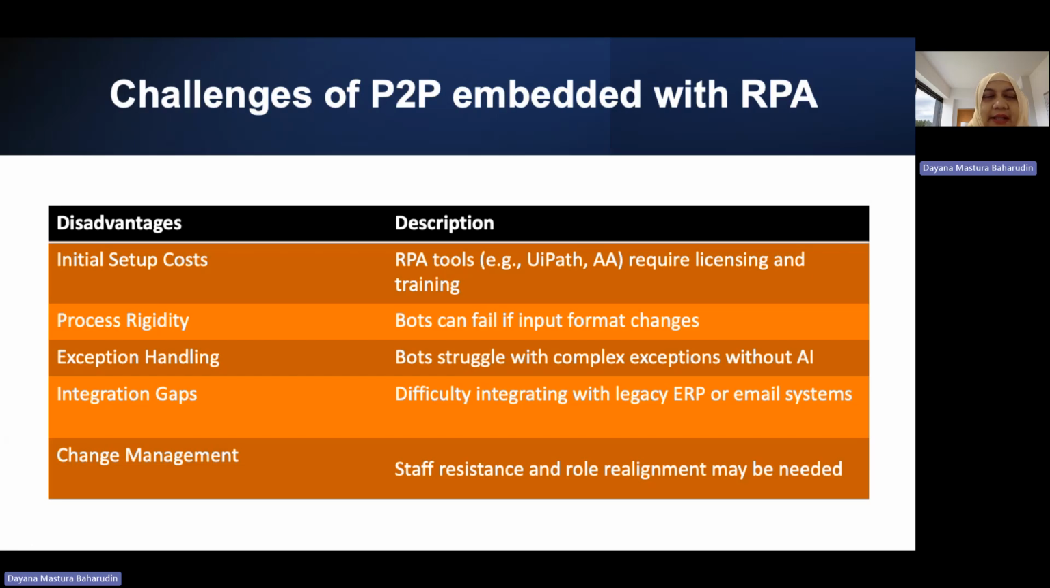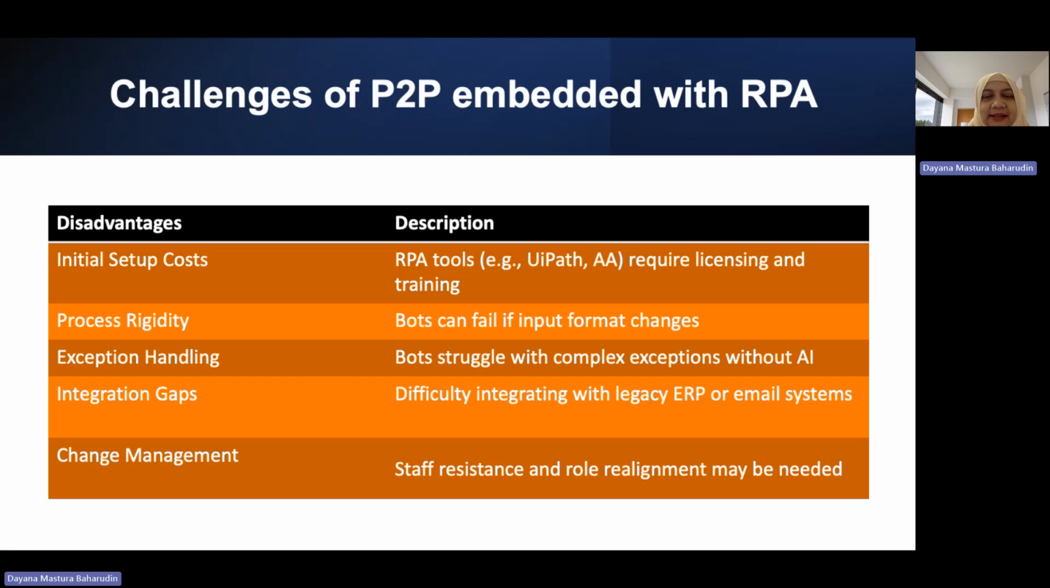Okay, integration gaps: difficulty integrating with legacy ERP or email systems. Okay. Legacy means old ERP systems or email systems. Sometimes they're not compatible. Okay.